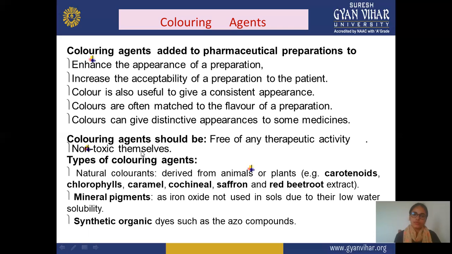Next, a coloring agent should be free from any therapeutic activity and non-toxic in itself. Types of coloring agent: natural coloring derived from animal or plant, in which carotenoids may be used. Next is chlorophyll. In this, caramel, cochineal, saffron, and red beetroot extract are used. Next is mineral pigment, mainly iron oxide, not used in solutions due to its low water solubility. Next are synthetic organic dyes, such as azo compounds.